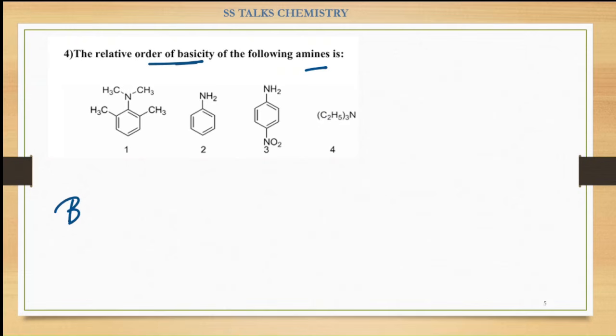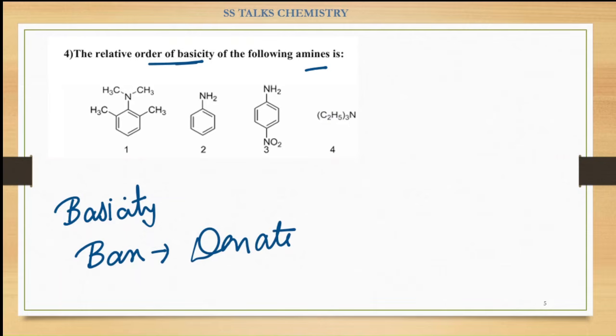So basicity, what does the term basicity mean to us? A base is one that has the ability to donate electron pairs. That means there should be availability of a lone pair of electrons on a particular molecule that it can donate to act as a base. Right? In these four molecules, we have to compare their basicity order: which one is going to give its lone pair of electrons at a faster rate and which one at a slower rate.